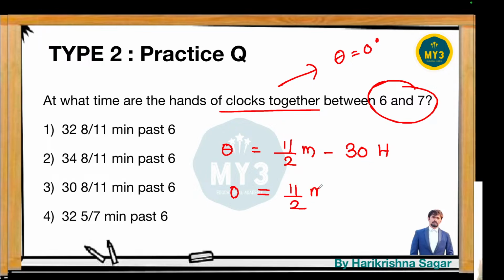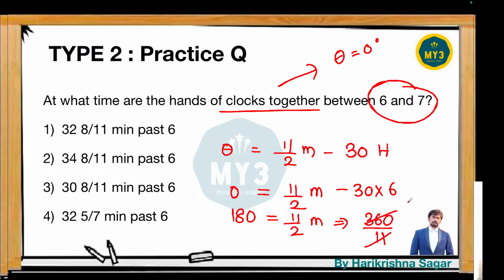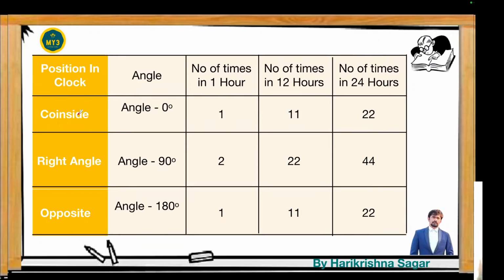So 11 by 2m minus 30 into 6, which is equal to 180. So 180 is equal to 11 by 2m. From this data, we can say m value is going to be 360 by 11. So 11 3s are 33, and we are left with 30, 11 2s are 22. We are left with a remainder of 8 by 11. So mark your answer 32 8 by 11. So that's it. Moving forward with the next type.